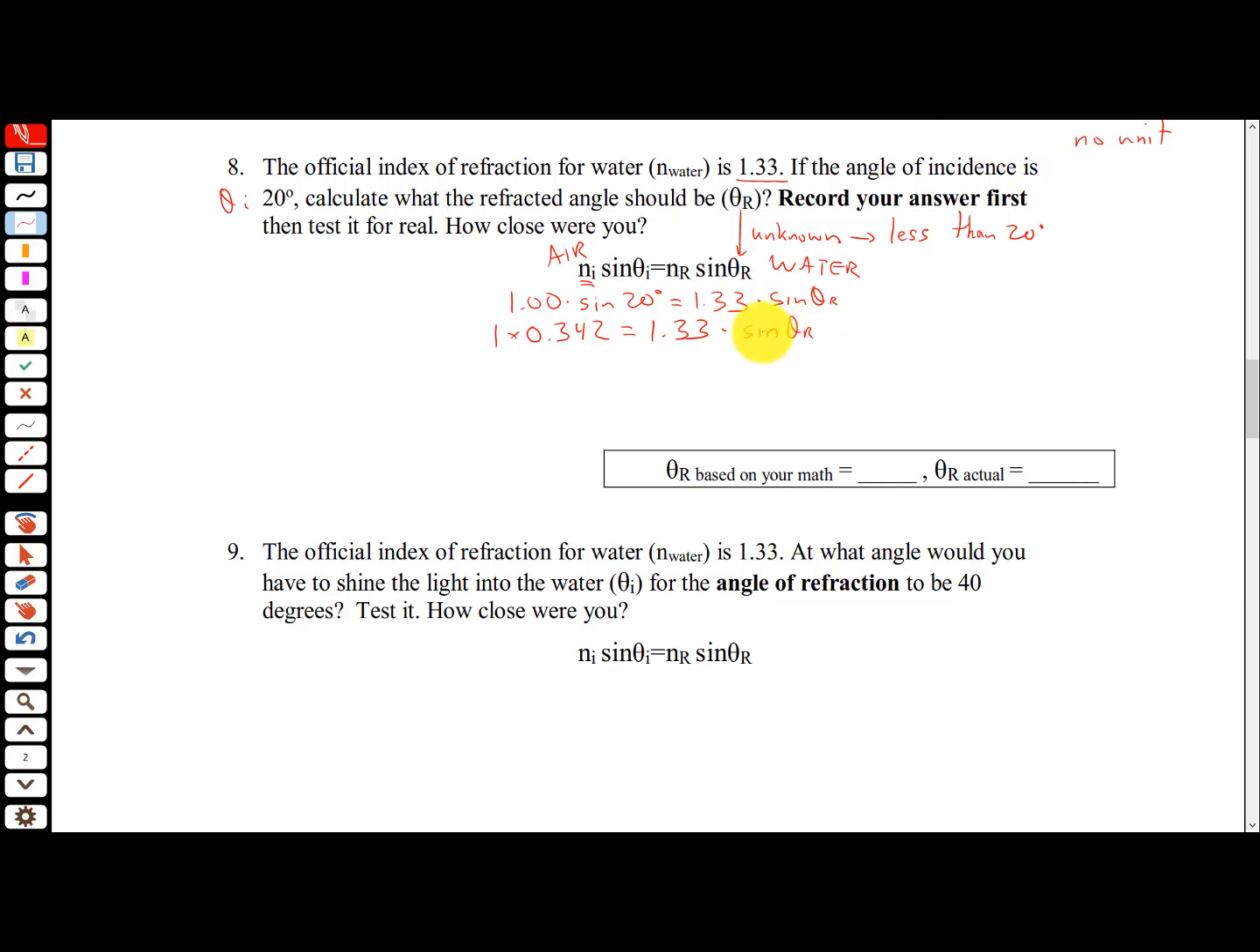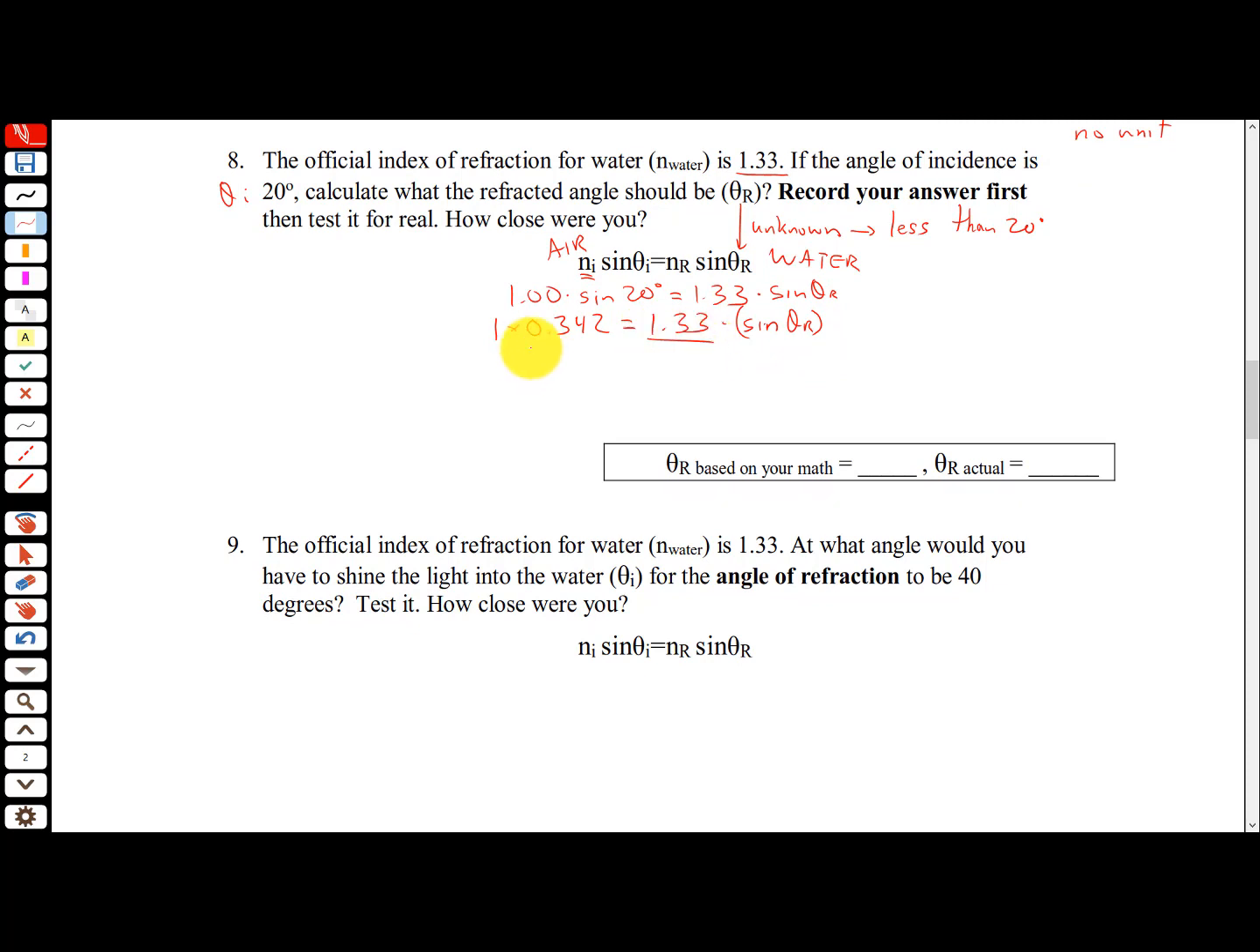Similar operations to before. If we want to get this by itself, we need to get 1.33 over to the other side. And since multiplication is the operation that we're doing, we'll divide both sides by 1.33. So sine theta r will be equal to 0.342 divided by 1.33. So that's equal to about 0.257. Now here's the final trick.